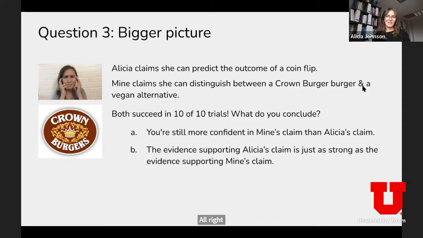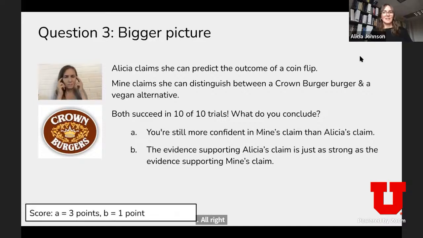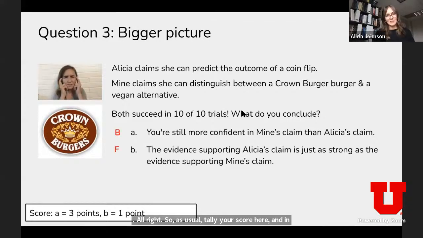All right, wait another couple of seconds. All right. So as usual, tally your score here. In this case, it turns out that item A is how a Bayesian might think about these two claims, and B is how a frequentist might think about these claims. And when I say Bayesian and frequentist, it's just for simplicity, or efficiency, I should say. I, for example, do both Bayesian and frequentist statistics. So maybe I should say A is the Bayesian philosophy, B corresponds to the frequentist philosophy.